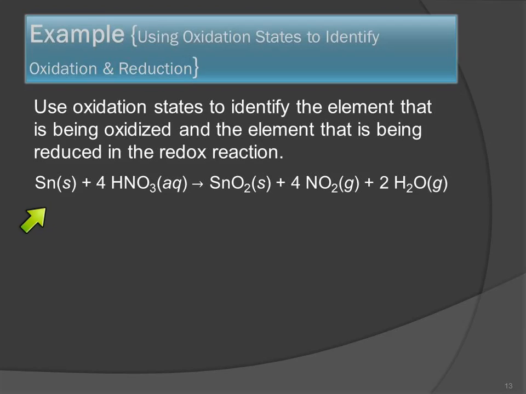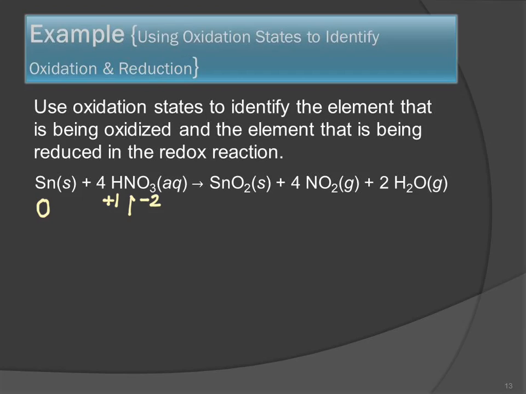So here we have tin. What's the oxidation state? 0. It's an element. Here we have nitric acid. Well, the order for the nonmetals was fluorine and then hydrogen. So hydrogen gets its choice, which was +1. Next on the list was oxygen. So oxygen gets its choice, -2.